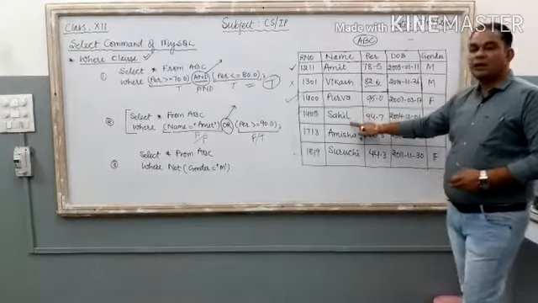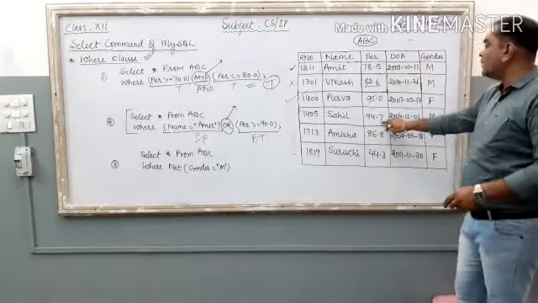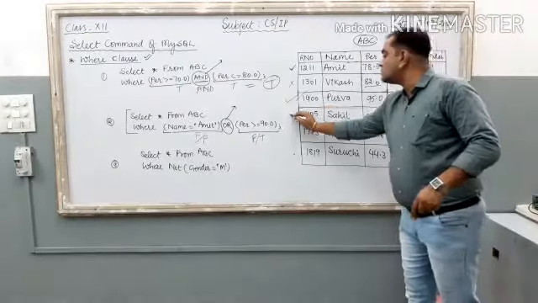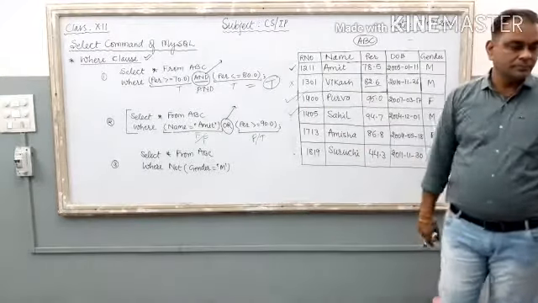Now come to the next one. Name is Sahil, not accepted. The first condition is false. Percentage is more than 90. It is also selected. Amisha, बताओ.